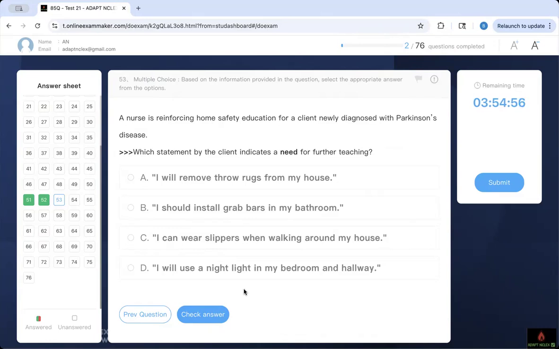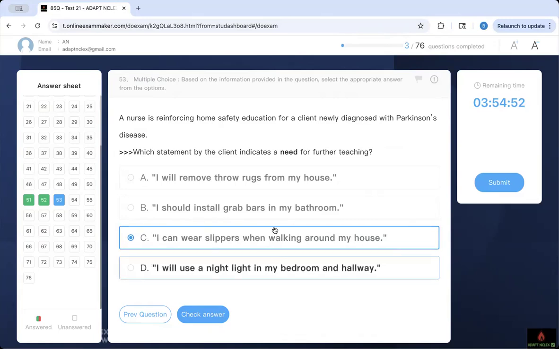Walking with slippers in the house is a bad problem. When you have light, you can see. When you have a grab bar, you can hold on. When you remove throw rugs, you cannot trip on them. C is the right answer.